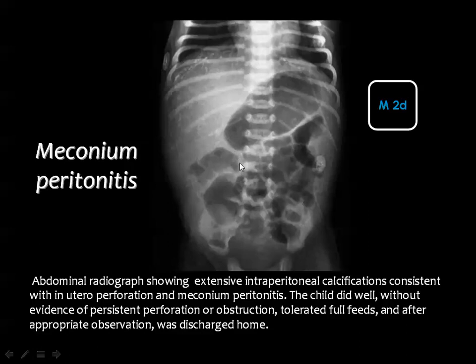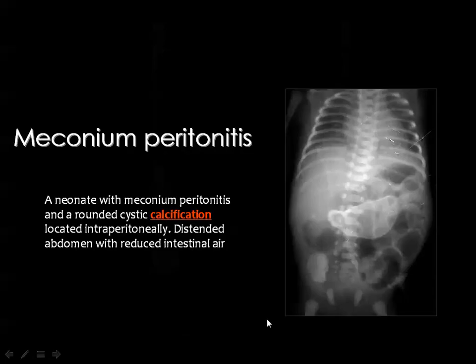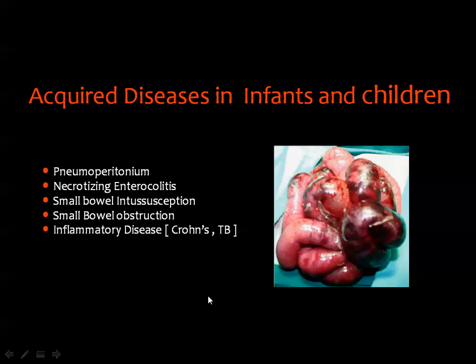calcification in the peritoneal cavity of a neonate, this means that he has some sort of perforation and meconium peritonitis, and this is not a surgical emergency. If the patient is doing well and tolerating the feeds, he can be managed conservatively without any need for surgical intervention. Then if you see calcium like a mass or like foci or something like this in a neonate, then you think thoroughly of the possibility of meconium peritonitis.